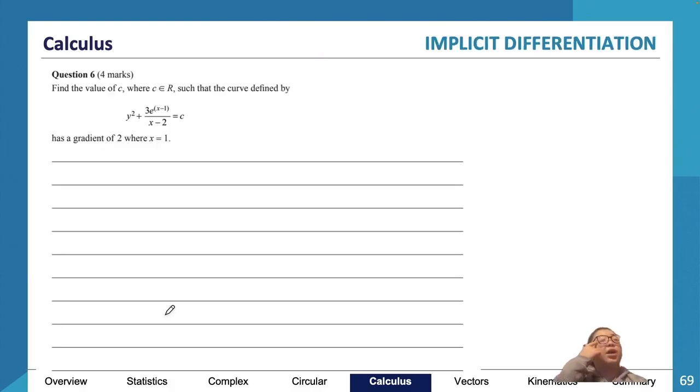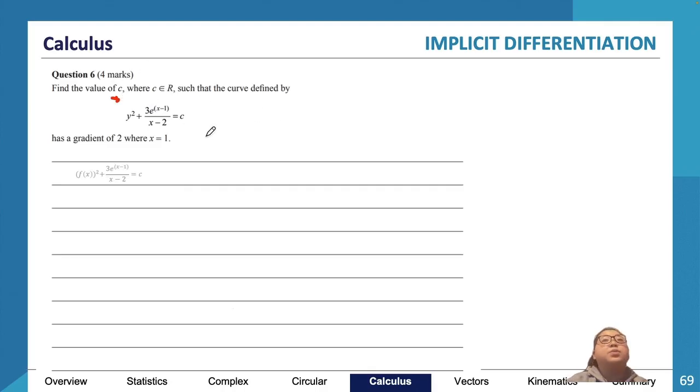Okay, so let's have a go at a question now. We have the value of c, where c belongs to R, such that the curve defined by y squared equals 3e to the power of t plus 1, then x plus 1 all over x plus 2, equals c, and this has a gradient of 2 where x equals 1. So they want us to find what the value of c is here.